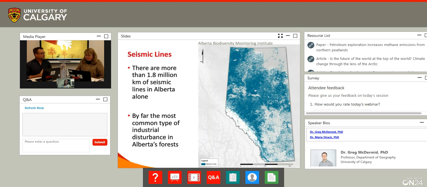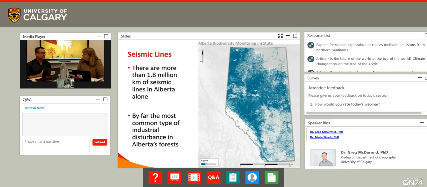Now, I'm curious, we're looking at the Alberta map. What do we know about Saskatchewan, British Columbia, Russia? Do we know what's happening in those parts of the world? Is there monitoring like this? Monitoring, I can't speak too much about. There's certainly seismic lines. There's monitoring going on everywhere, I'm sure.